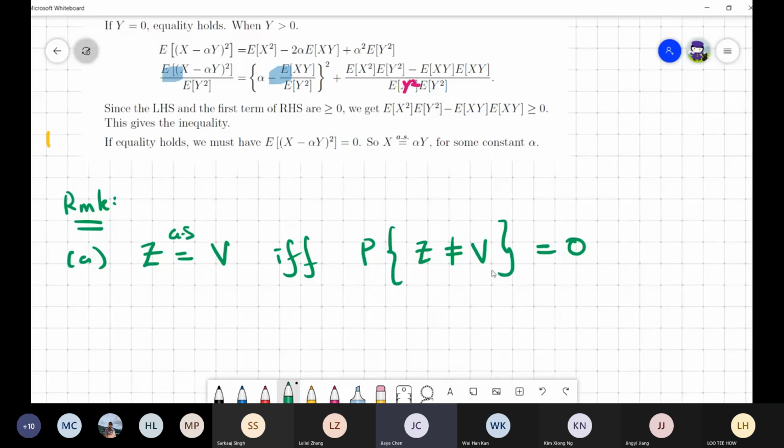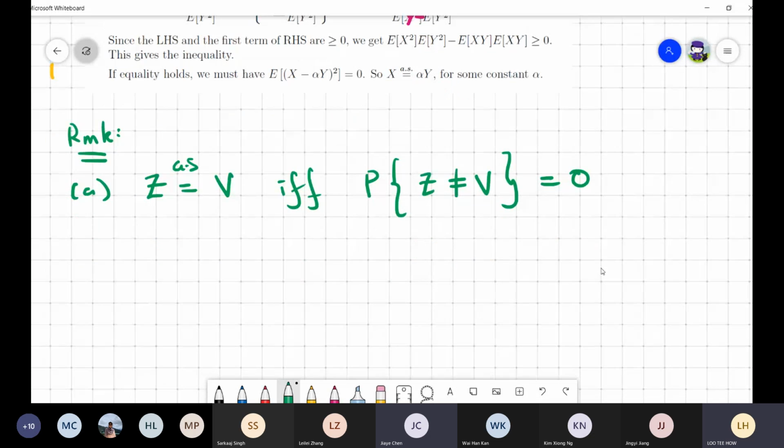That means Z might not be equal to V in all the values. However, in the portion whereby Z is not equal to V, its probability will be 0. That means the likelihood to happen will be 0. Okay, the chances. So this is the case for it.